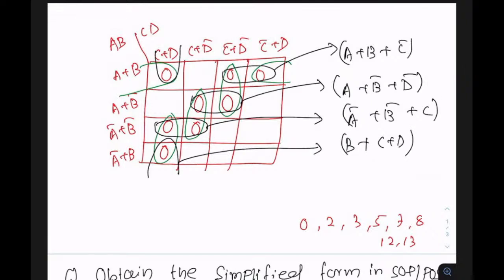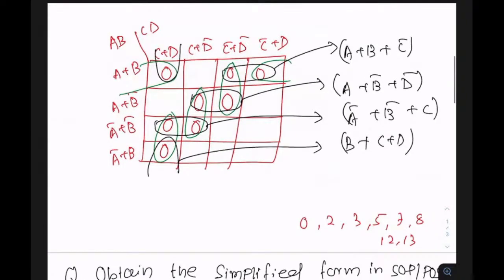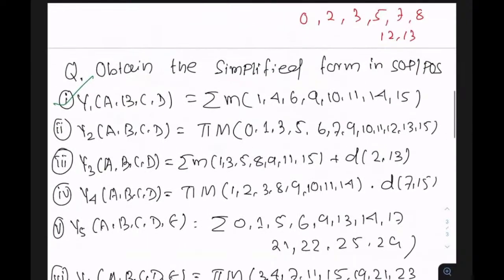Otherwise, if you want to go with the green one, you can go like that, no issues. So this is how you deal with it. I have given you the logic now, how to get the expression in the SOP or in the POS forms. Hopefully this logic is clear.